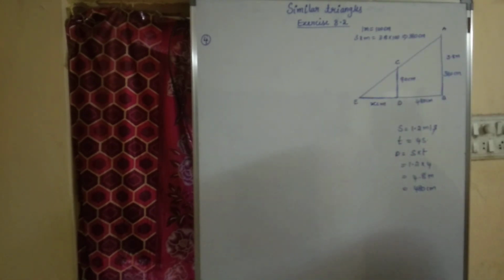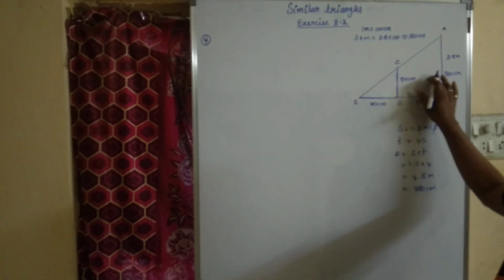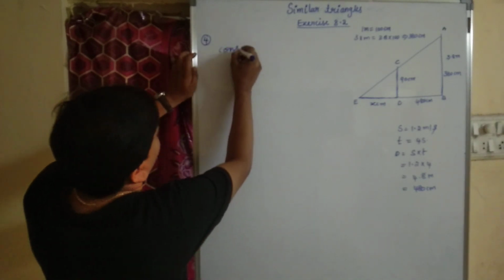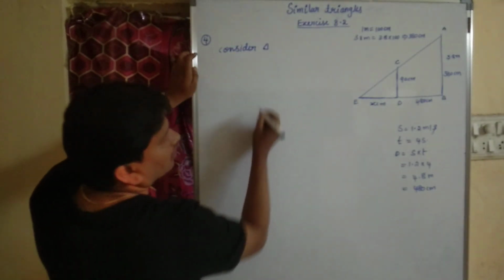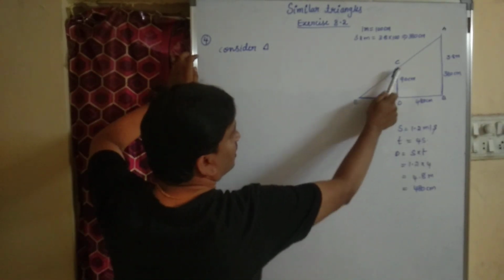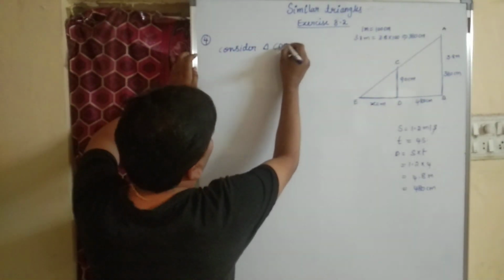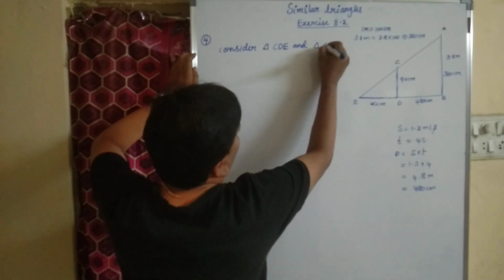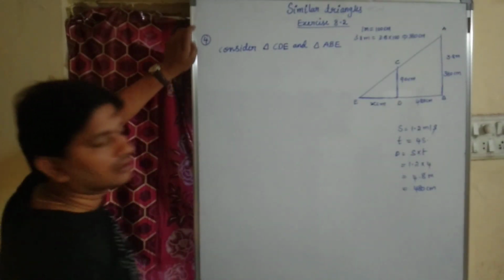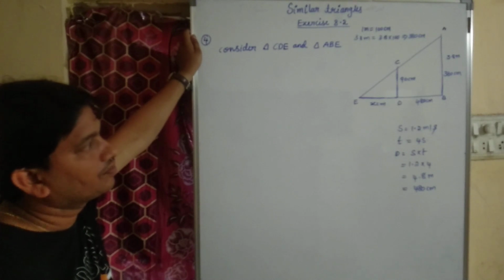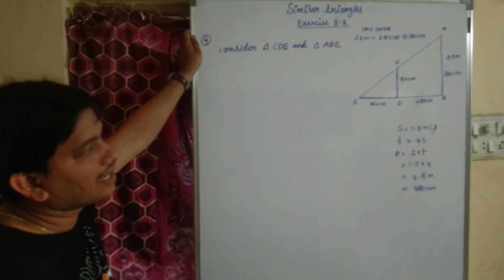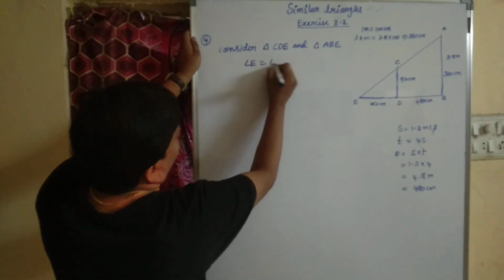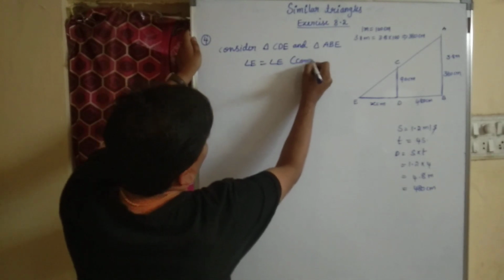Let us join A to E. Now if you consider these two triangles, we got two triangles. What are the two triangles? Consider small triangle CDE and ABE. For both the triangles, angle E is common. So angle E equal to angle E, which is common to both the triangles.